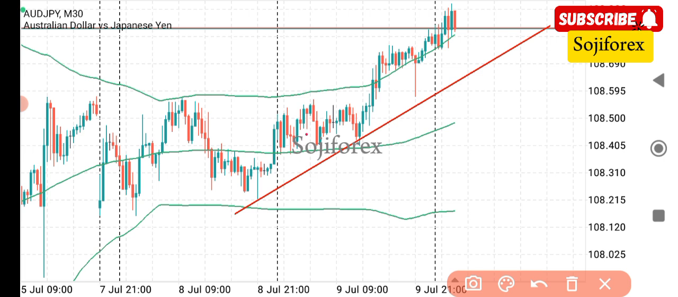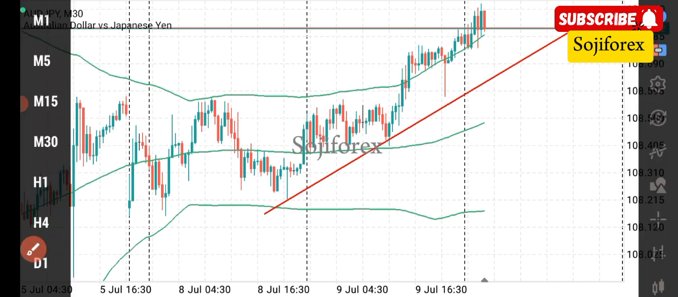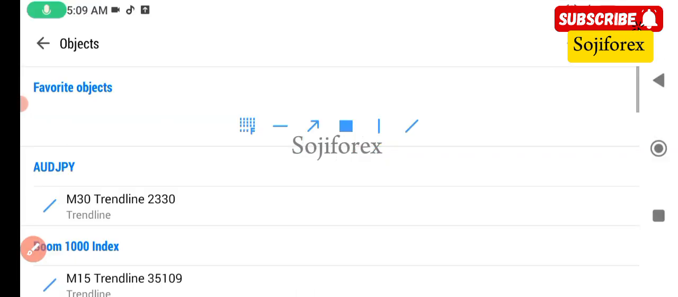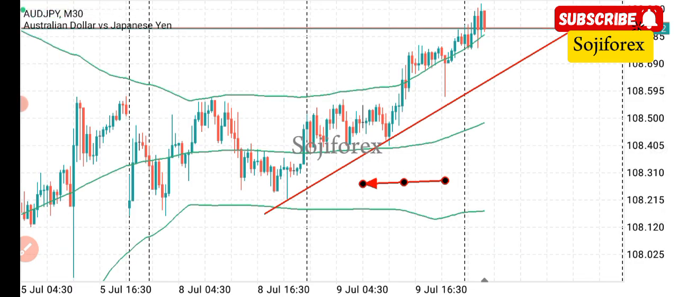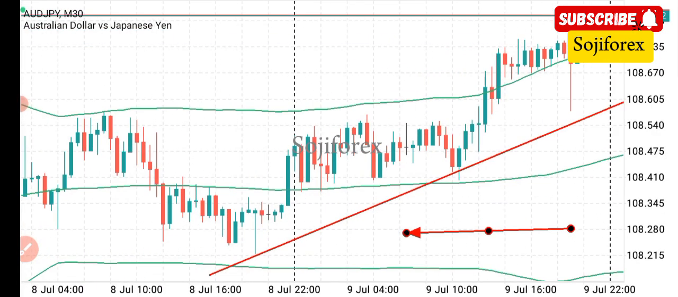First of all, the time frame to consider is 30 minutes and above. It simply means that you can do it on a 30 minutes, you can do it on a 1 hour, 4 hours, and daily as the case may be. So I'll be starting off the analysis now. Okay, so here is our move of the market.